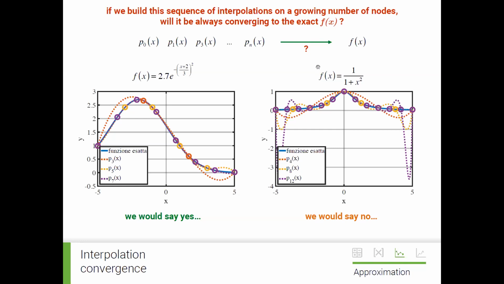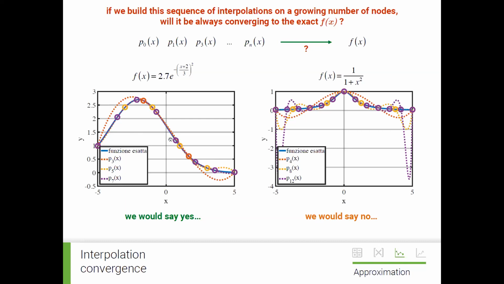Let's consider two examples. In the first case, f of x is 2.7 e to the power x plus minus x plus 2 over 3 squared. You can see here in blue the exact function f of x. Then we have the graphs of P3, P5, and P7: the brown is P3, the yellow is P5, and the violet is P7.